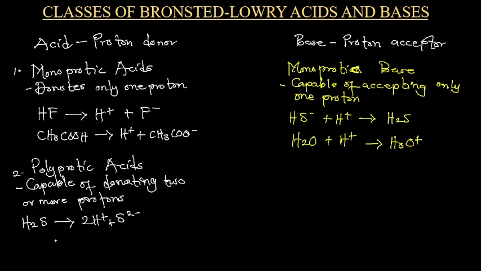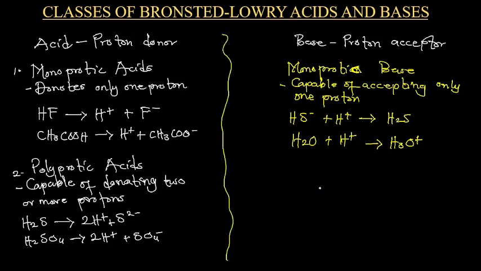Now let's take another example. Let's take sulfuric acid, H2SO4. H2SO4 will give us 2H plus and sulfate, SO4 2 minus. Again we have two hydrogens that are given out, which is more than one. So the fact that we have more than one makes it a polyprotic acid. Now, what are polyprotic bases? Polyprotic bases are capable of accepting more than one proton.